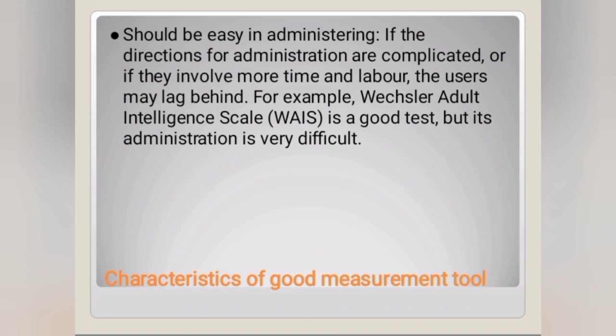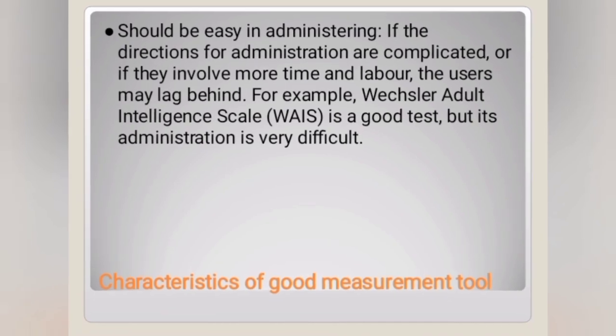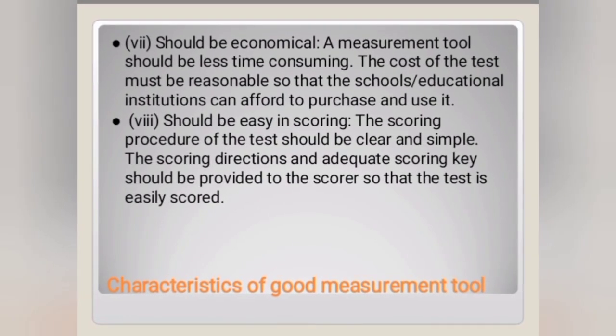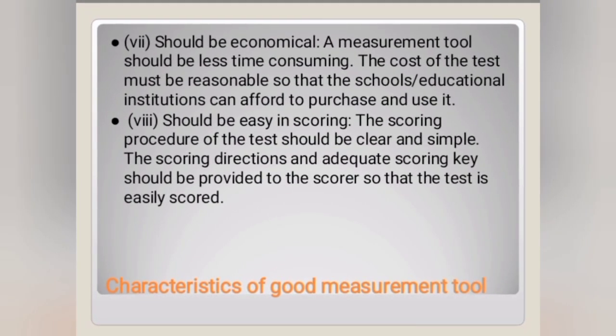If the directions for administration are complicated or if they involve more time and labor, the users may lag behind. So for example, Wechsler's Adult Intelligence Scale, WAIS, is a good test but its administration is very difficult. Seventh one should be economical. A measurement tool should be less time consuming. The cost of the test must be reasonable so that the school's educational institution can afford to purchase and use it. Eighth one should be easy in scoring.